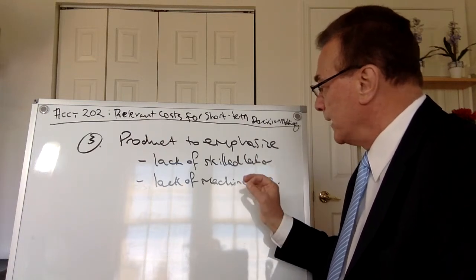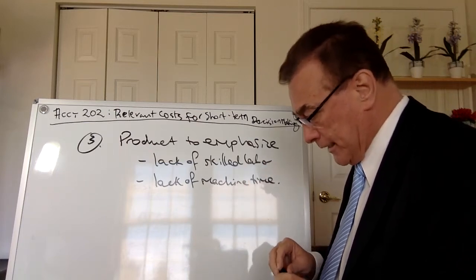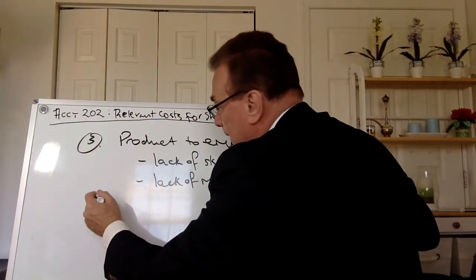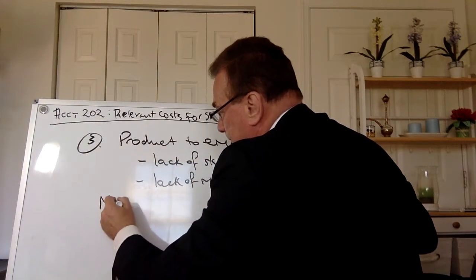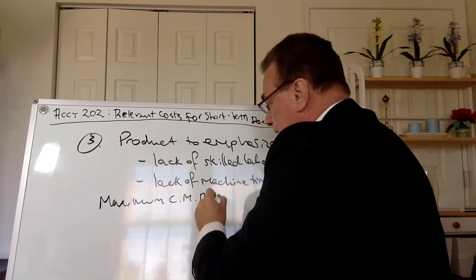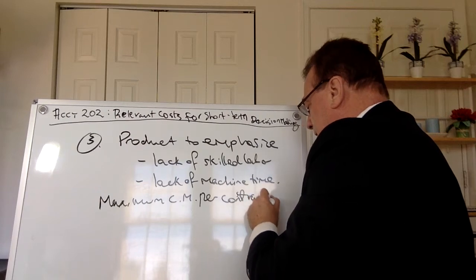Do we go with product A or product B? And the answer to this is you go with the product that will provide the maximum contribution margin per the constrained resource. Okay, the constrained resource.